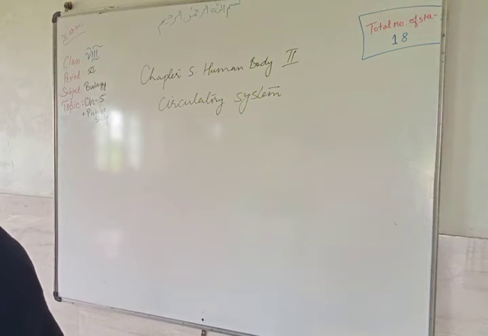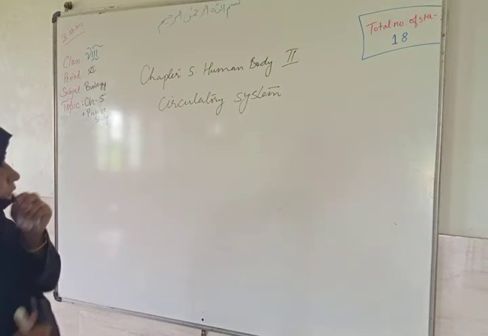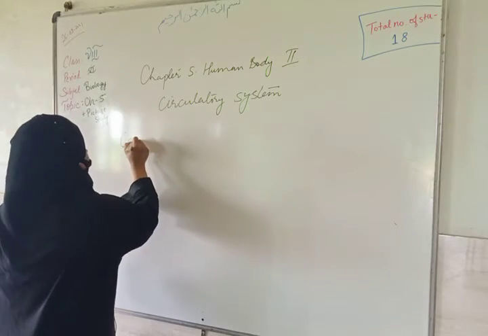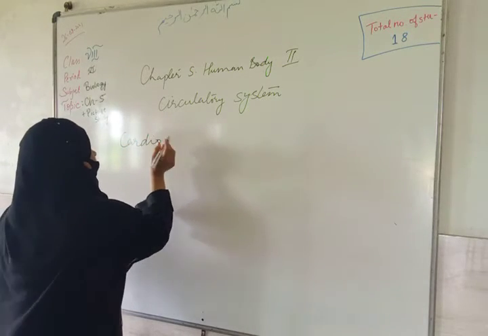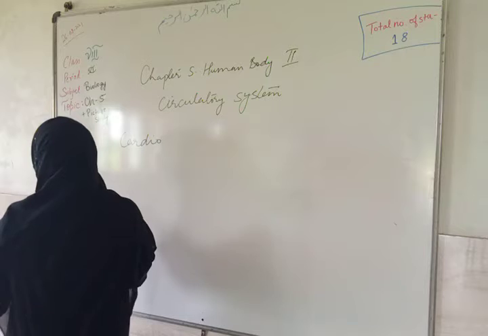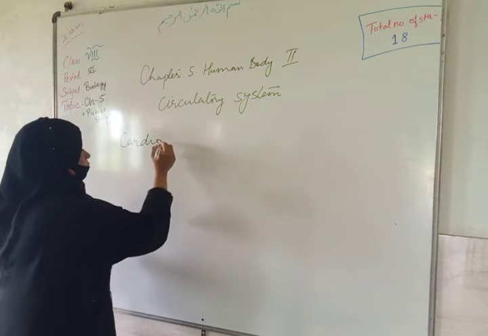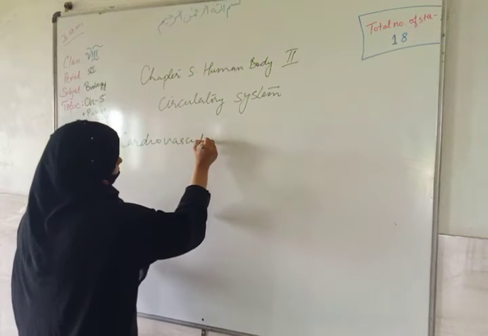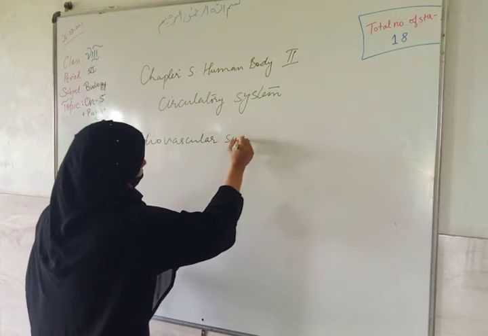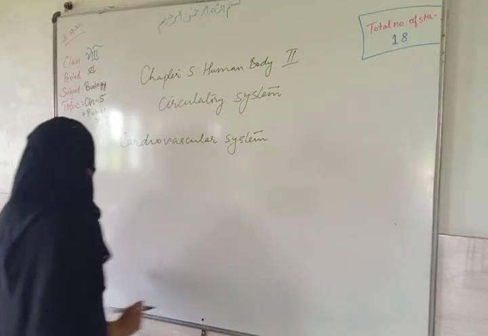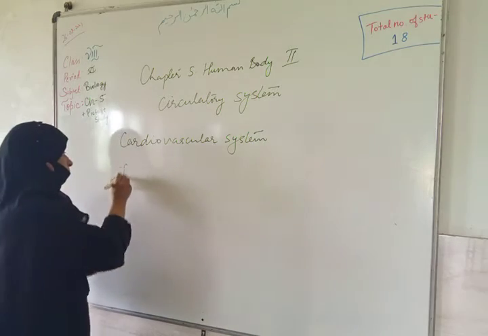So the circulatory system is comprised of the cardiovascular system and the lymphatic system. The lymphatic system is covered very little in our book, but I will teach you in detail. Don't take tension. Cardiovascular system and lymphatic system.